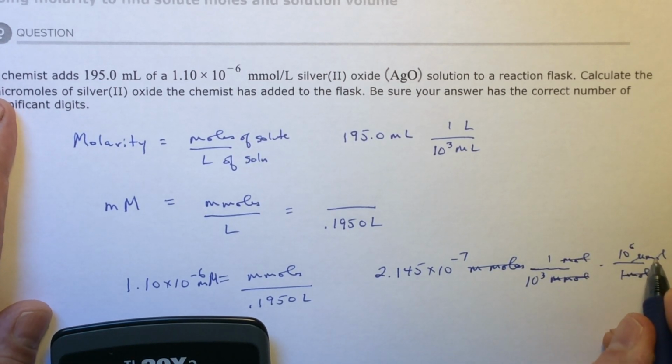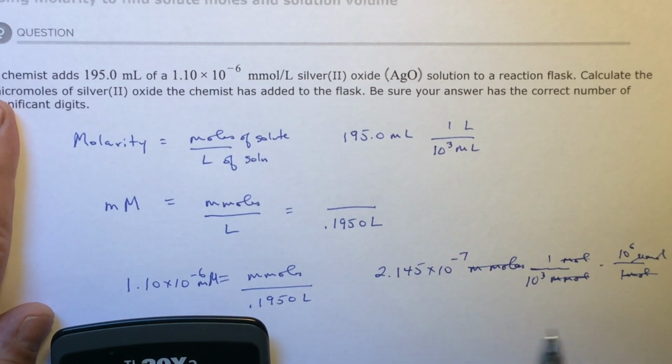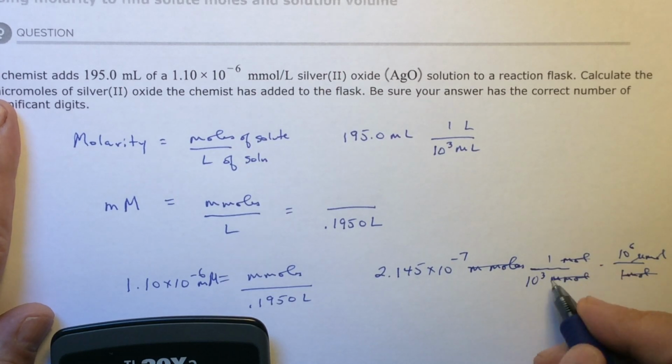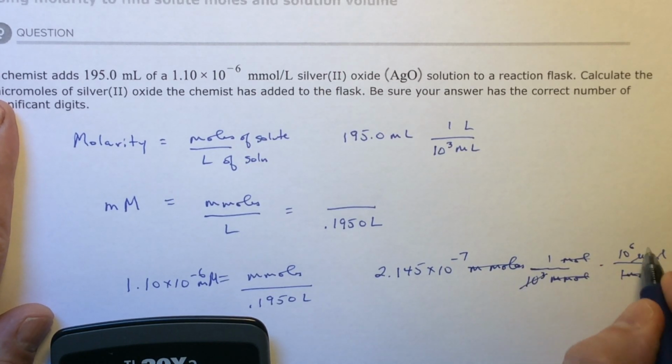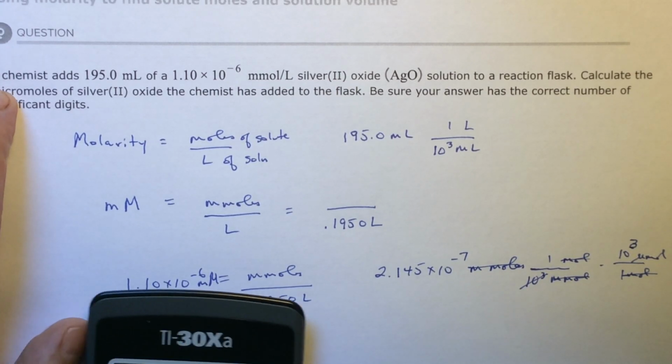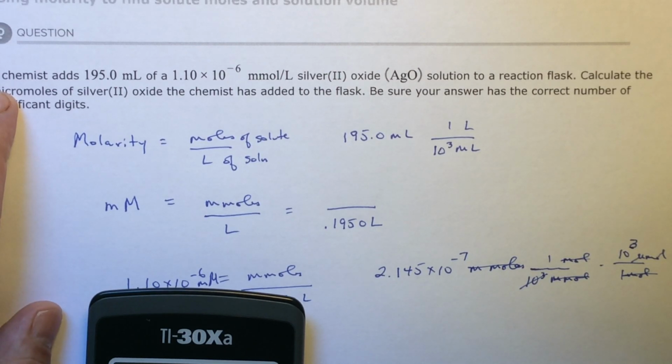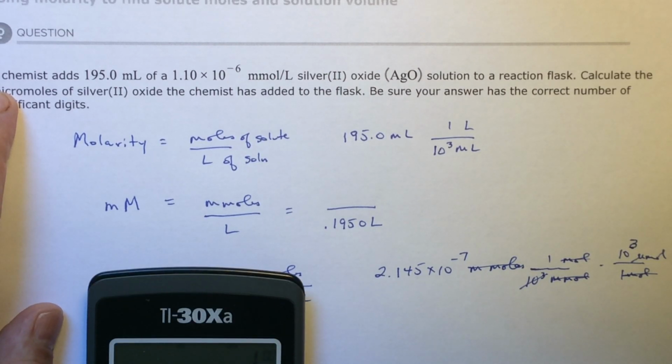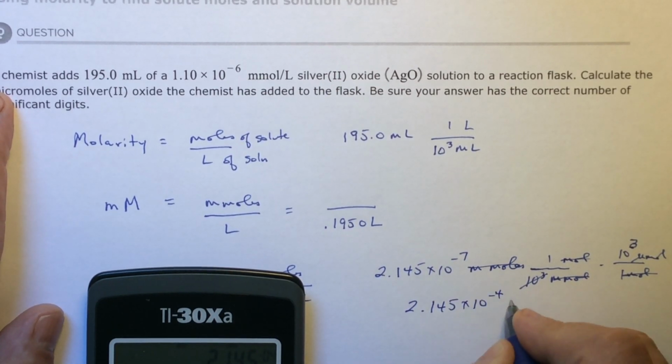I'm in micromoles. So I'm going to have to take this number, divide by 10 to the 3, multiply by 10 to the 6. Let me just cancel. 3 of these will cancel with 3 of these. So I can simply just multiply by 10 to the 3. So I'm going to go ahead and multiply times 1 times 10 to the 3. Okay. And so my calculator says 2.145 times 10 to the minus 4 micromoles.